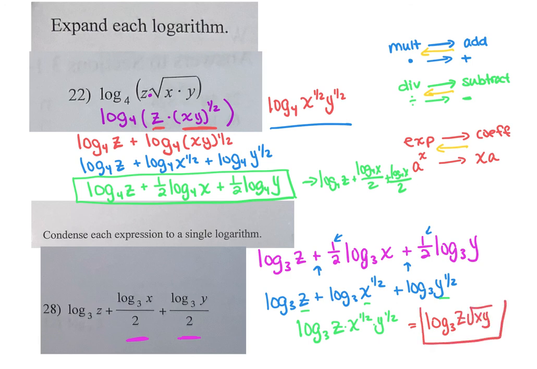That should look really familiar. It should look like that guy. Okay? So you need to recognize the form when you see it. Those two are really the same except for their bases. One was a base 4, one was a base 3.